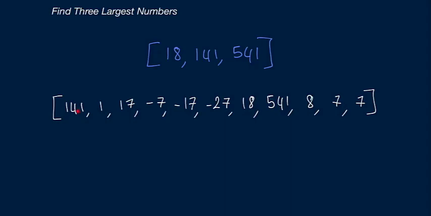So in this example that I've got in front of me, the answer is going to be this purple array here with the number 18, followed by 141, and finally 541. So how do we solve this question?